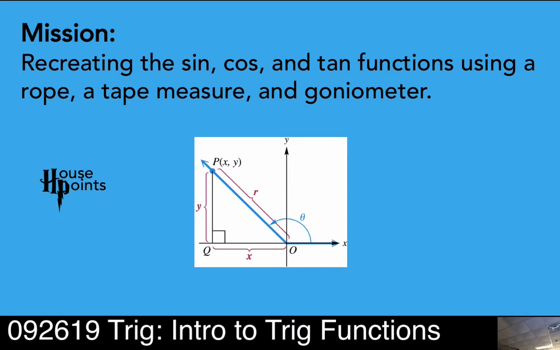If I were to send you out into the yard out there, I have a bunch of rope, I've got some flags, I've got tape measures, tent stakes, spring, goniometers. How would you build a table of sine, cosine, and tangent functions?